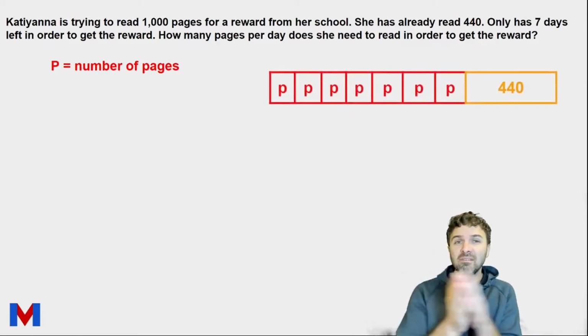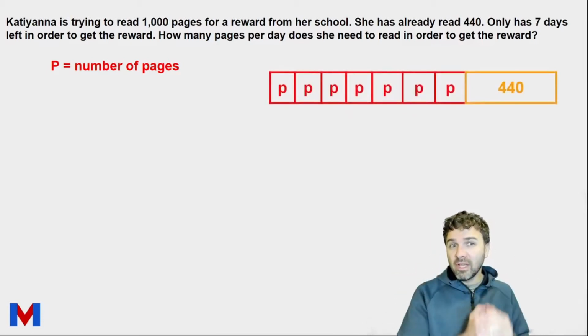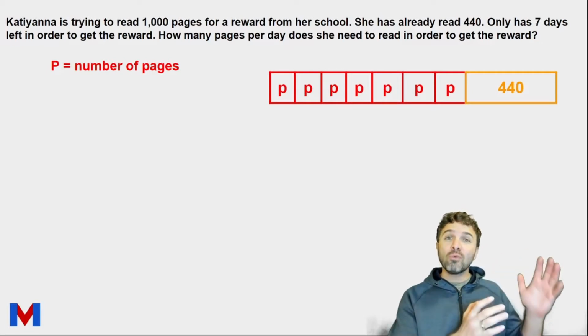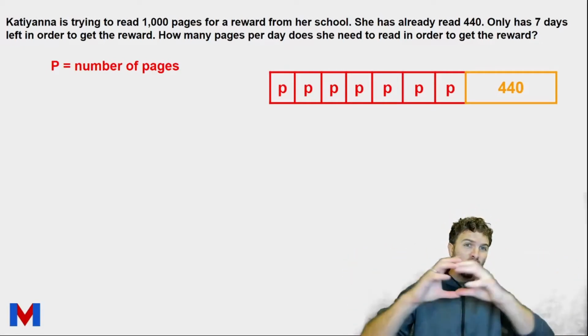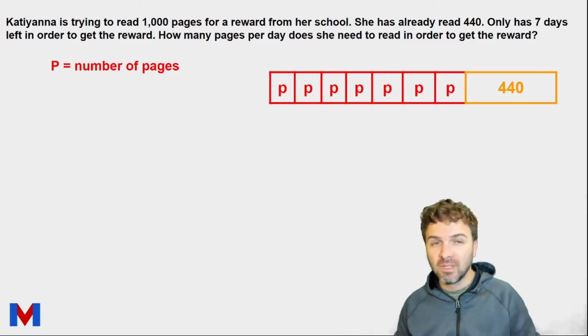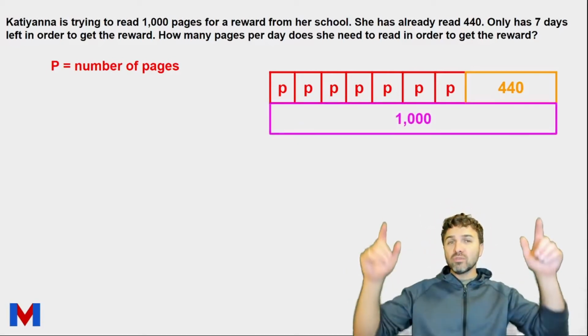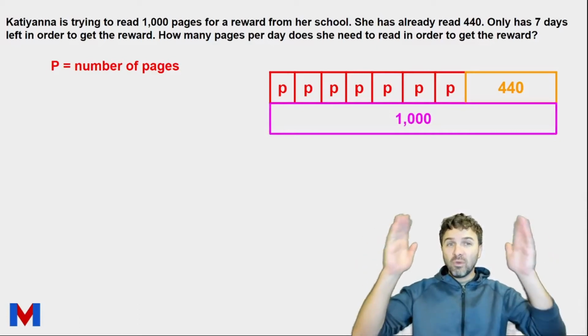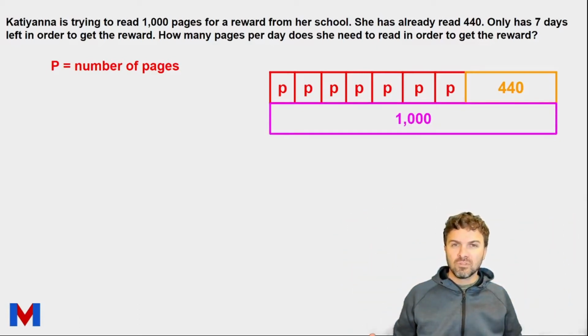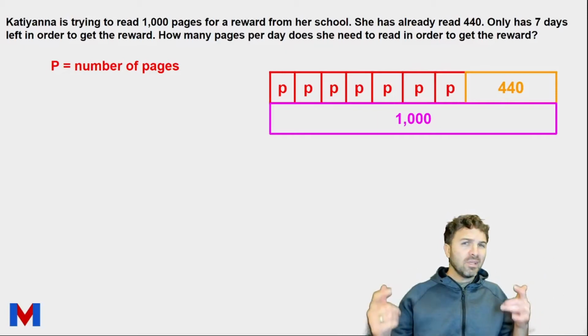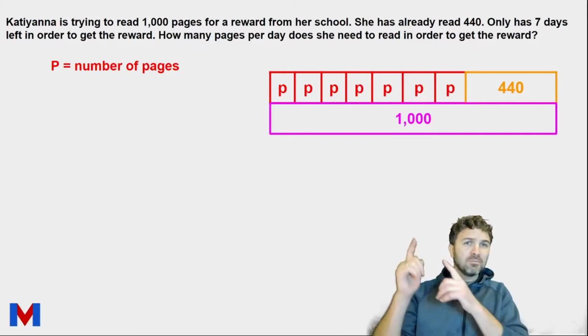We have 7 days of reading, so the number of pages per day, same amount of pages, and we have the 440 that she's already read. That just combines how much overall reading is being done. We know overall that goal is 1,000. So we don't want all that amount of reading to be 1,000. So, how can we figure out how many pages per day?